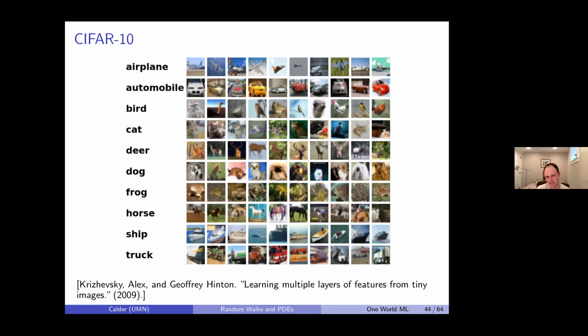MNIST and fashion MNIST are kind of toy data sets. CIFAR10 is a lot more challenging. It has color images of various quality in 10 different classes.